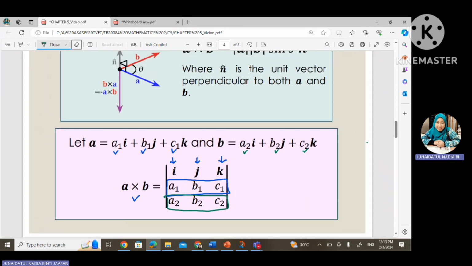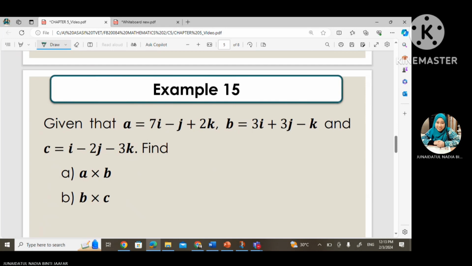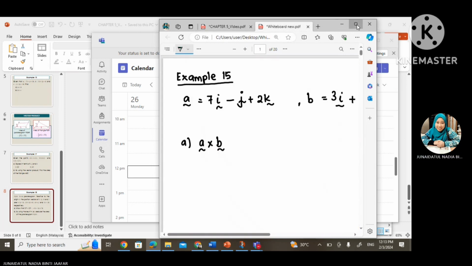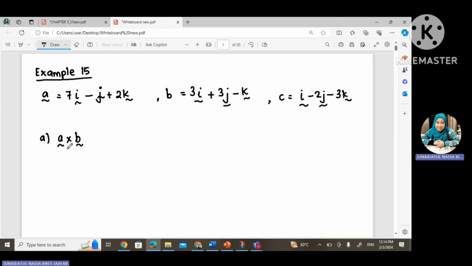Okay, let's look at an example. Given that vector A equals 7i minus j plus 2k, vector B equals 3i plus 3j minus k, and vector C equals i minus 2j minus 3k. The question wants us to find A cross B and B cross C.